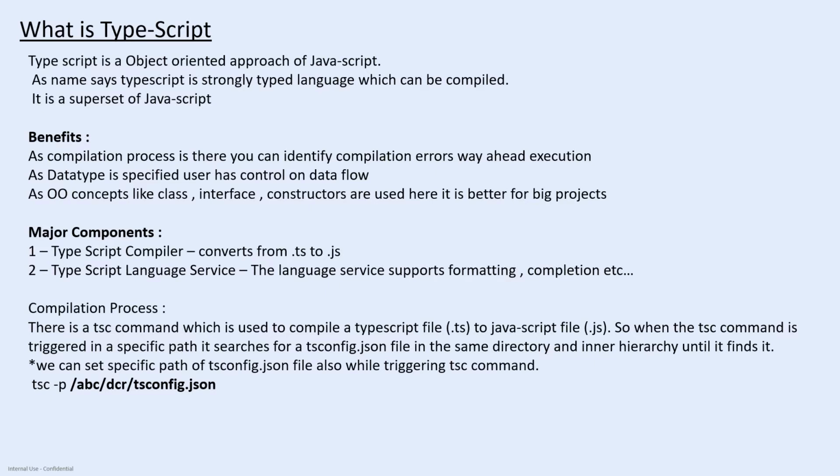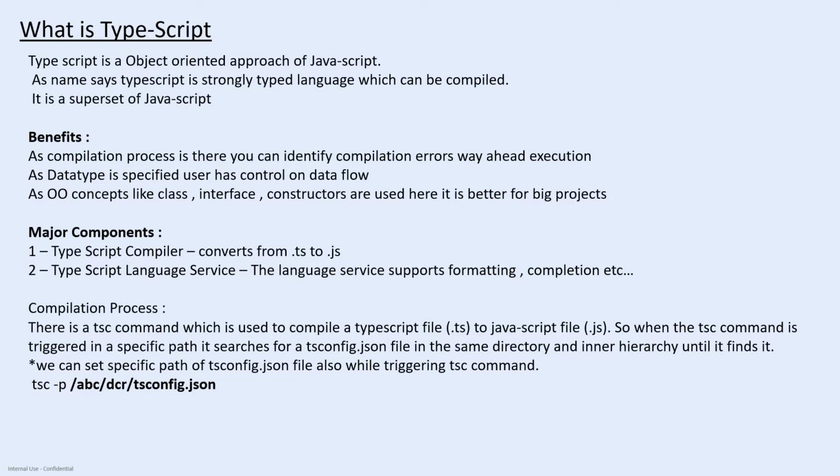Unlike JavaScript, where you don't have any, you just declare let or var. It's not like that here. You can declare a string, boolean, all those things. So now you have total control of your program. Let's not mess it up, and let's go ahead and see what it says. TypeScript is an object-oriented approach to JavaScript, as we discussed. As the name says, TypeScript is a strongly typed language which can be compiled. So here comes the difference: compilation. It is a superset of JavaScript, as we discussed.